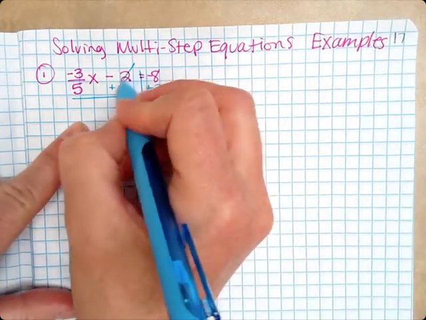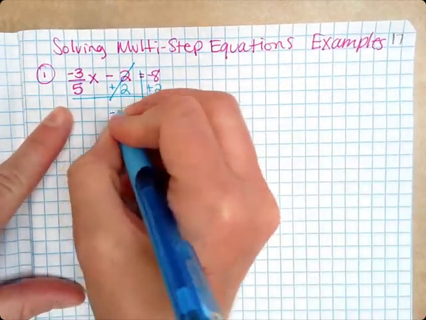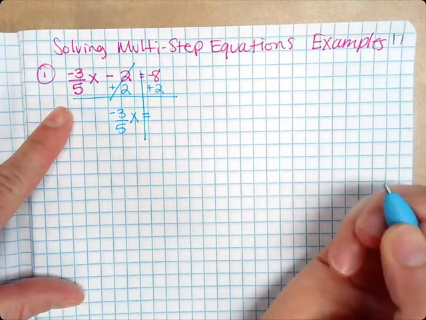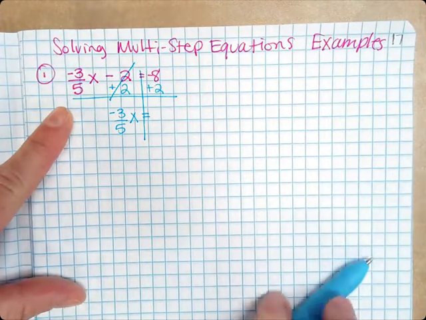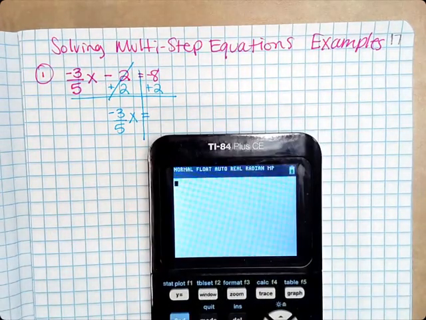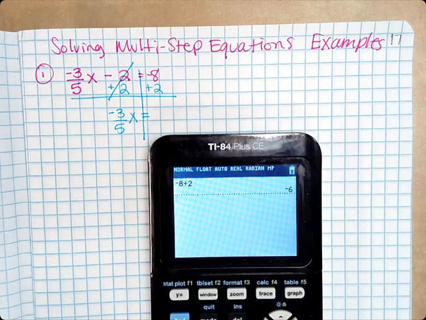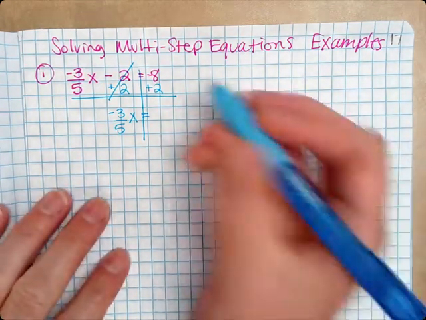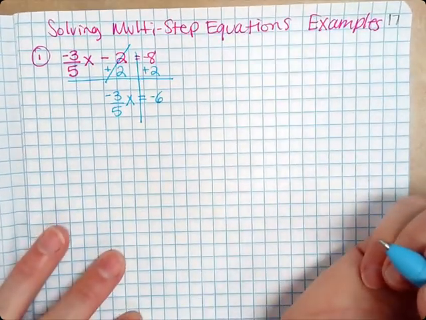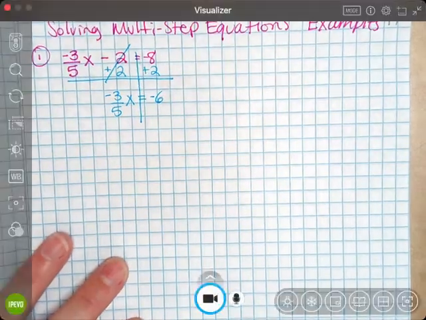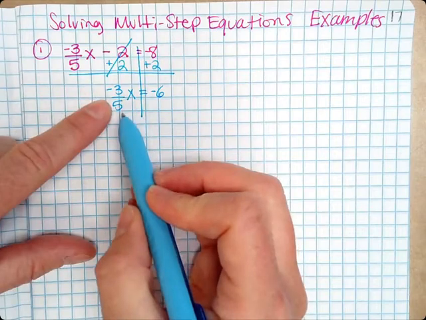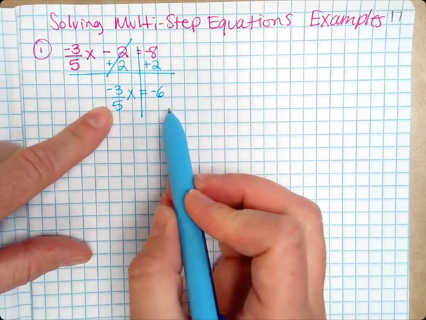And then negative 2 plus 2 is 0. So now we have negative 3 over 5x equals negative 8 plus 2. If you have to, use your calculator. There's no shame in that. Negative 8 plus 2 is negative 6. Okay, now we have negative 3 over 5x equals negative 6.